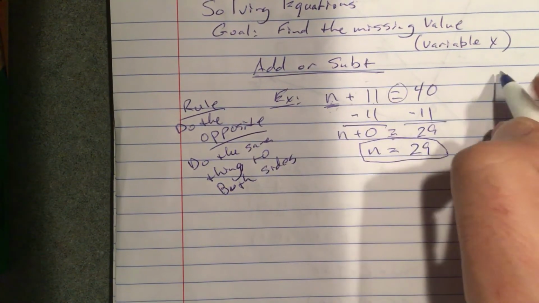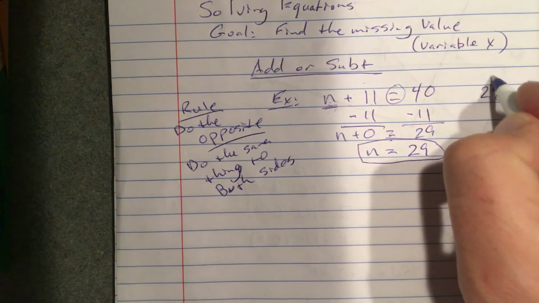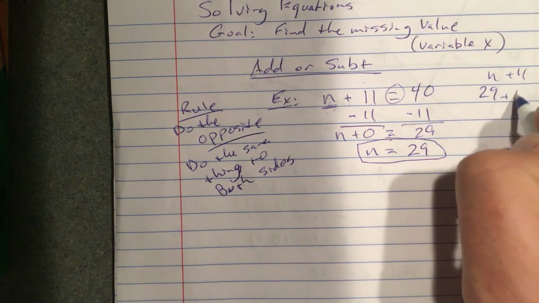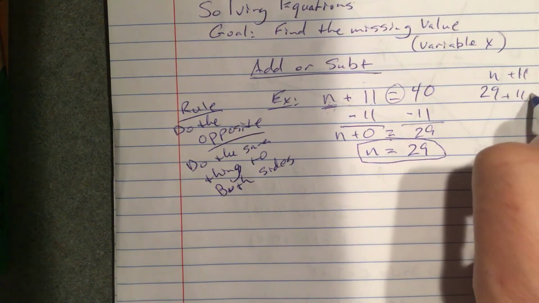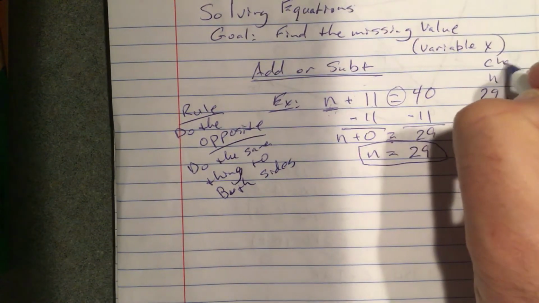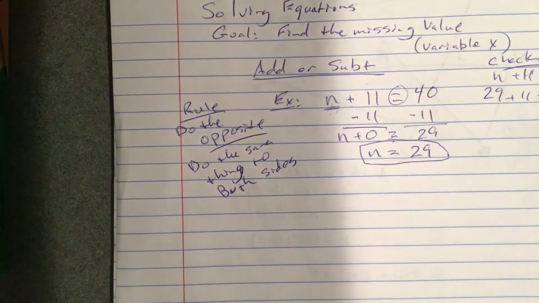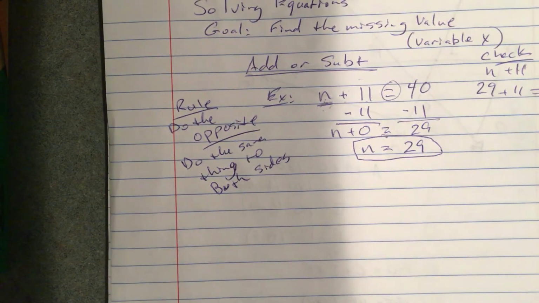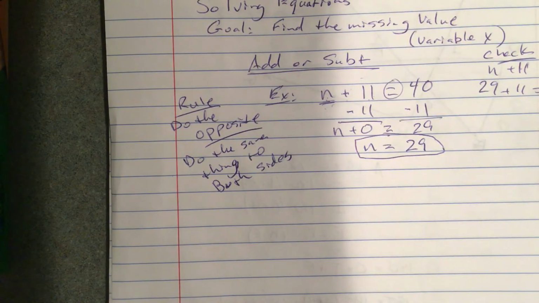And I can double check. I can come back and say, okay, what's n plus 11, so 29 plus 11, and if I did it right, it should be 40. Okay, so there's my check. I should always be able to do that. One of the nice things about equations, easy way to build in the check.